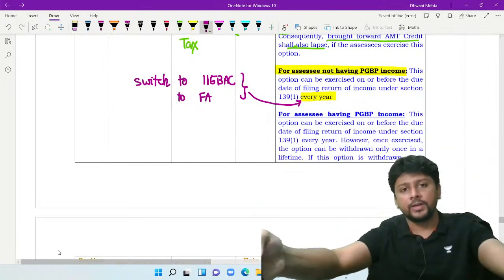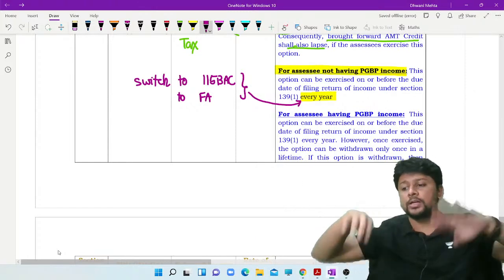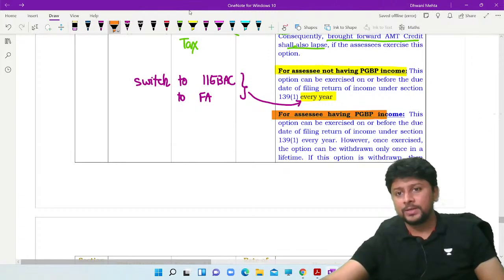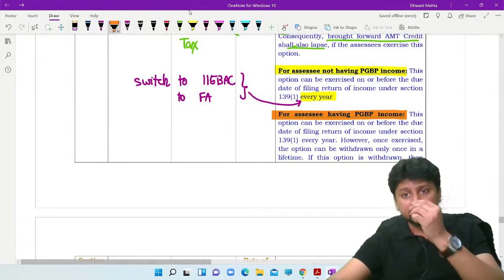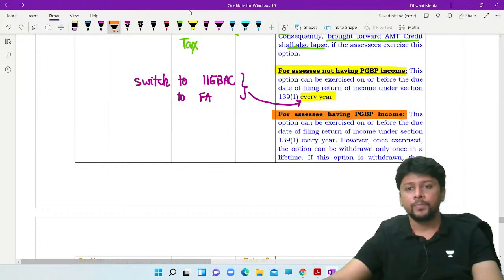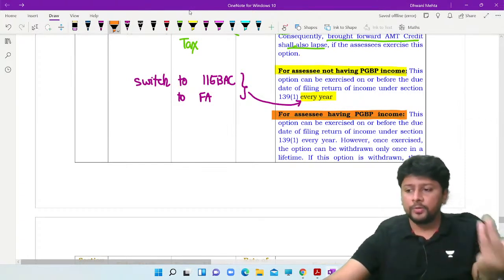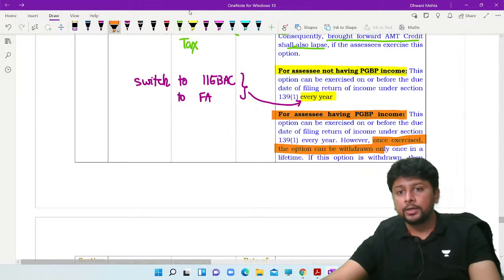Next year, go to 115 BAC. The third year, also pay tax as per 115 BAC, and then fourth year, come back to Finance Act. But if you are talking about assessees having PGBP, then you have to exercise the option on or before the due date of filing return, obviously. But once exercised, you are allowed to withdraw it only once in your life.